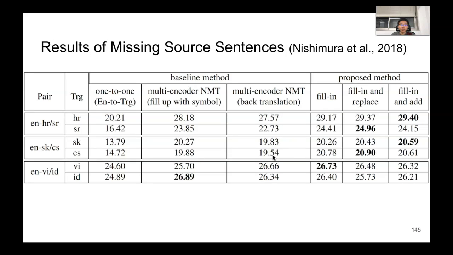Here again shows the example. We have the baseline models, which is first the one-to-one, just one language, and also the multiple encoder filled by the null symbol, right? It is also compared with the back translation method. And this is the proposed method, which is the data augmentation method. We can see that they also propose different types of data augmentation: fill in, replace, and fill in and add. We can see that the data augmentation method works best in this multi-source incomplete scenario.